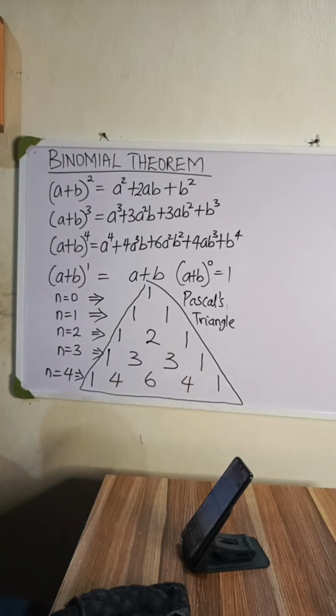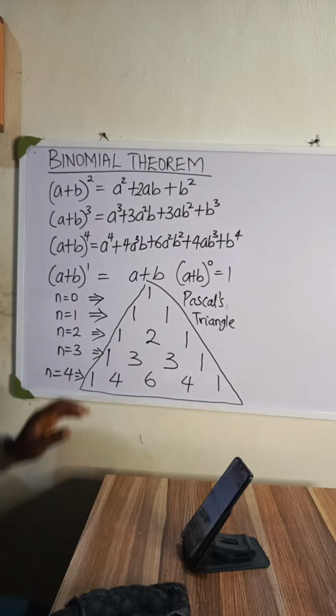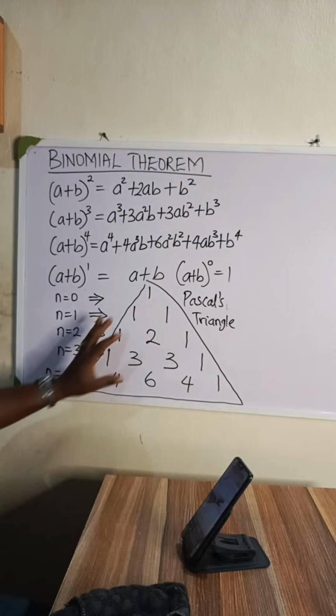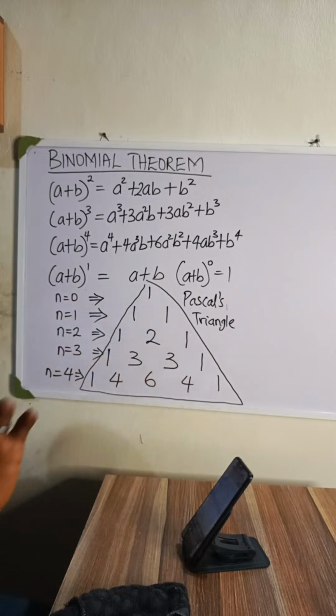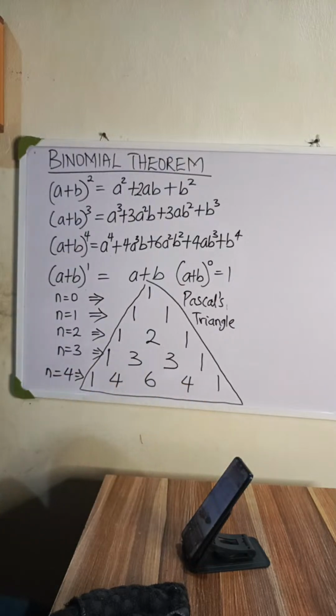So we are establishing a pattern. And after we have established that pattern, I would like you to use this same pattern to tell me what the numbers will be for n is equal to 5 without expanding manually. We are going to see if we can use this pattern to get what the numbers will be for n is equal to 5, right?